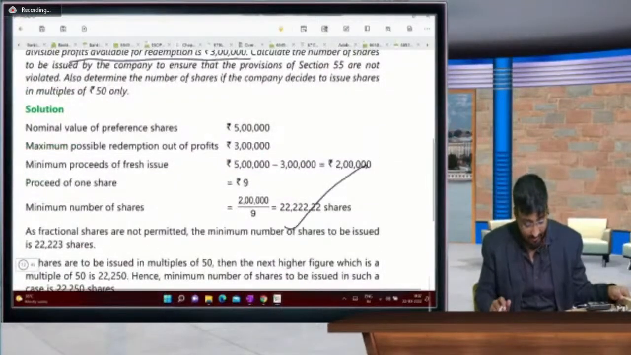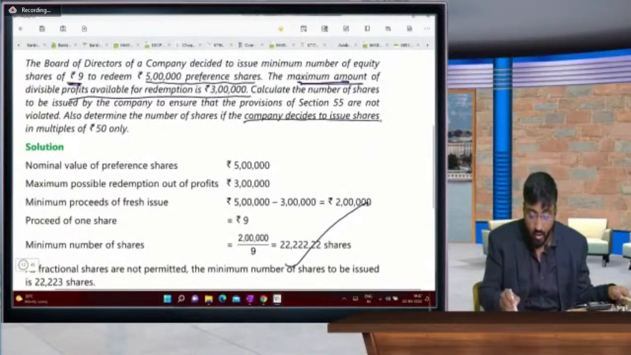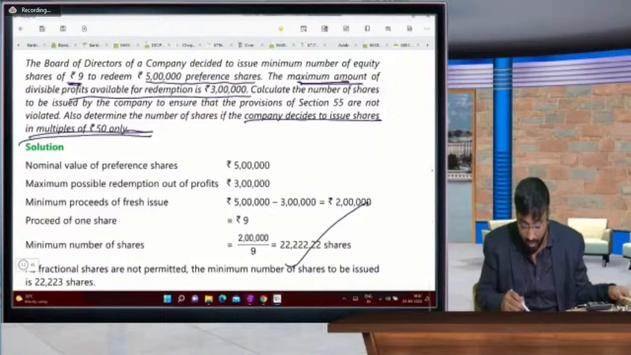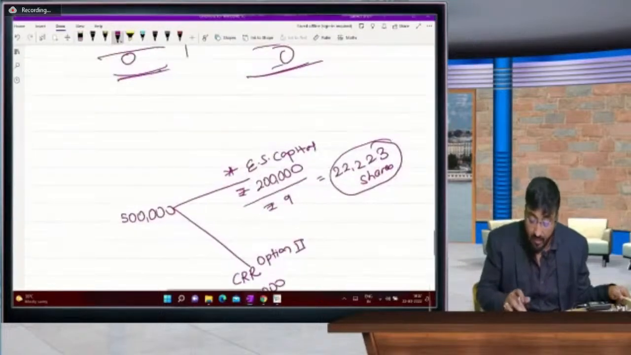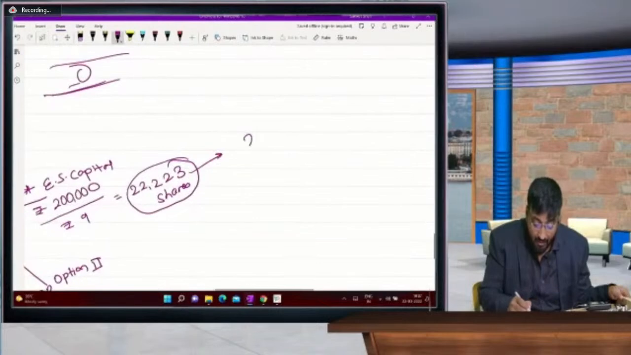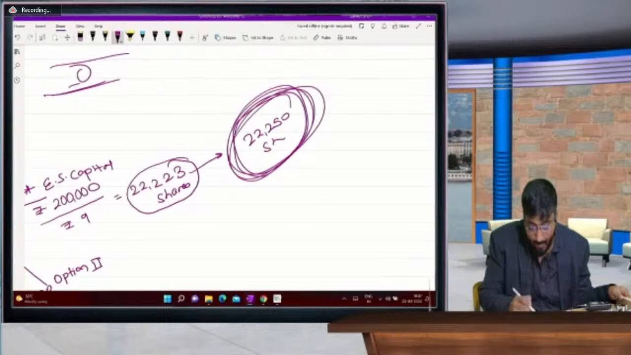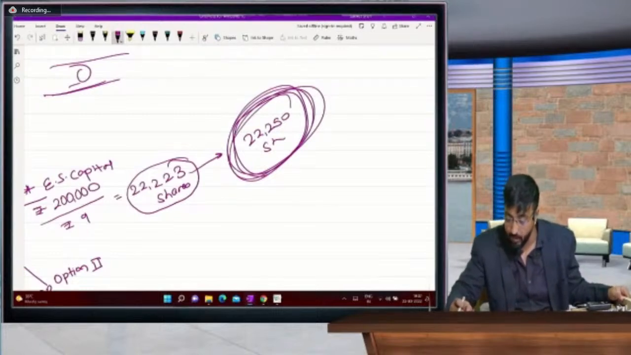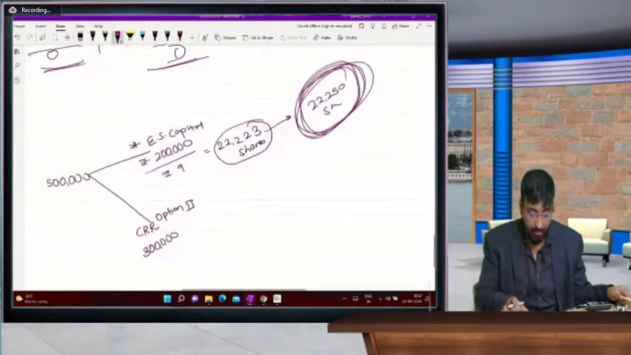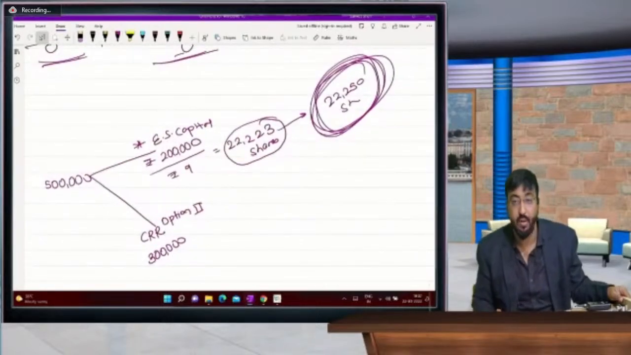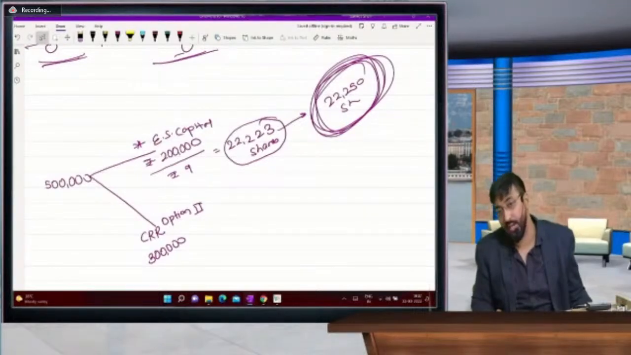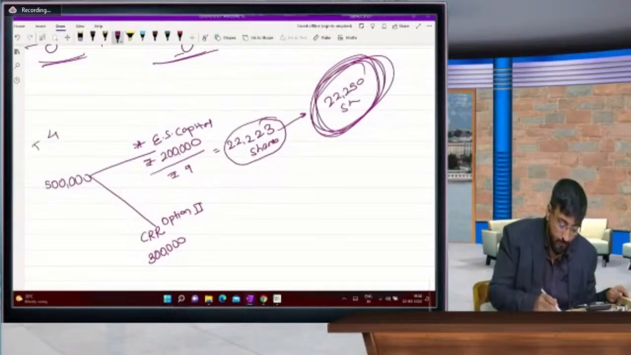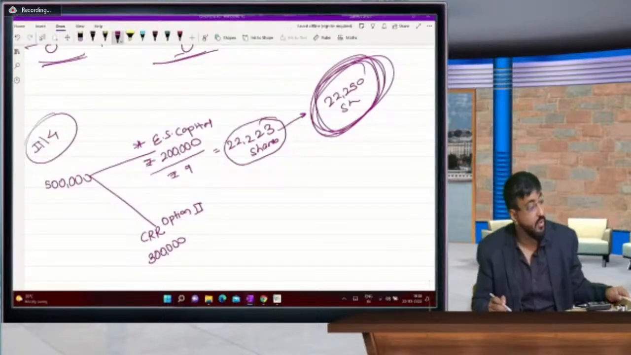And they ask you in multiples of ₹50. So in multiples of 50 means the next multiple of 50 will be 22,250 shares. Okay, sir. So this is a diagram. And how to present it in exam? So write down this diagram first. You can draw it on the question only. Yes, beta.